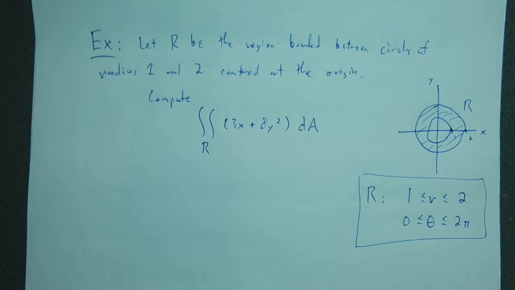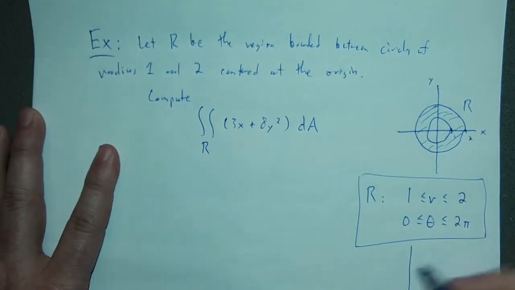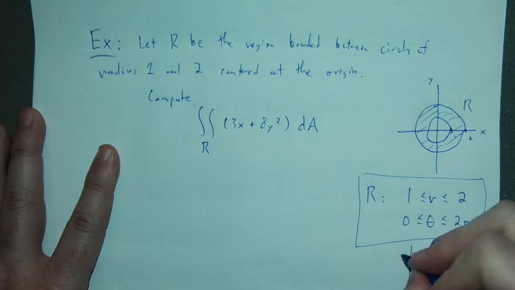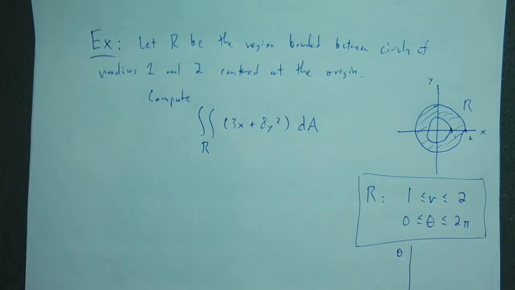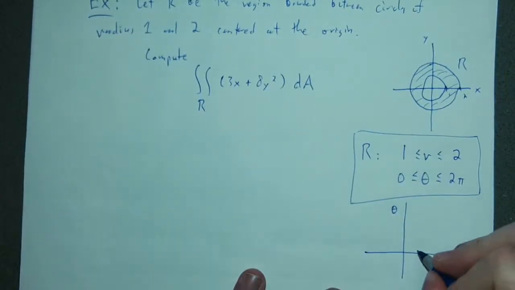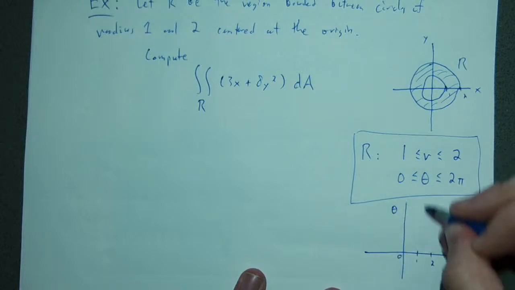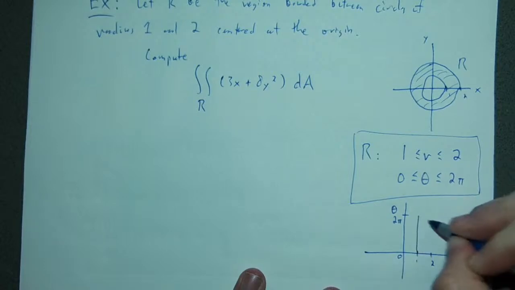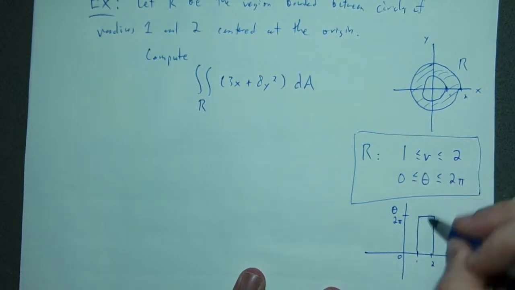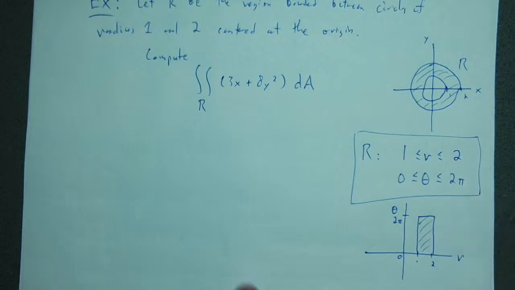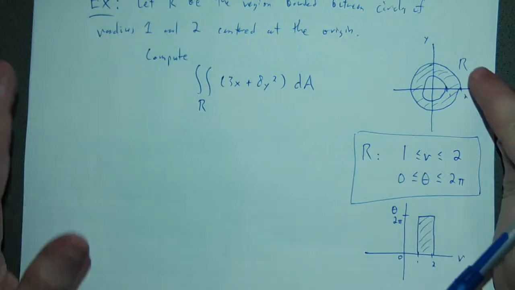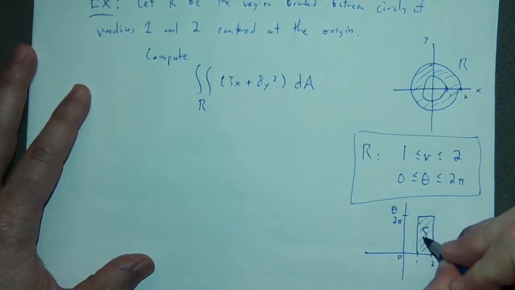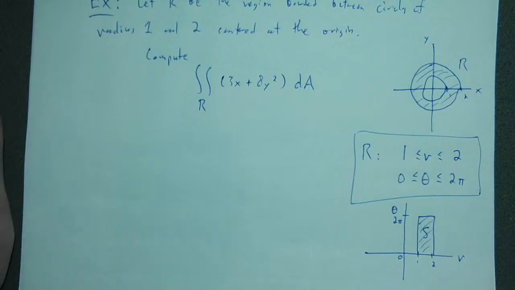What do I mean? If I were to draw this picture in the r theta plane, what does this look like? Well, here's 1, here's 2. Theta goes from 0 to 2 pi. And so this is a rectangle. Now, this isn't really the same region R. We'll call this region S. Okay?